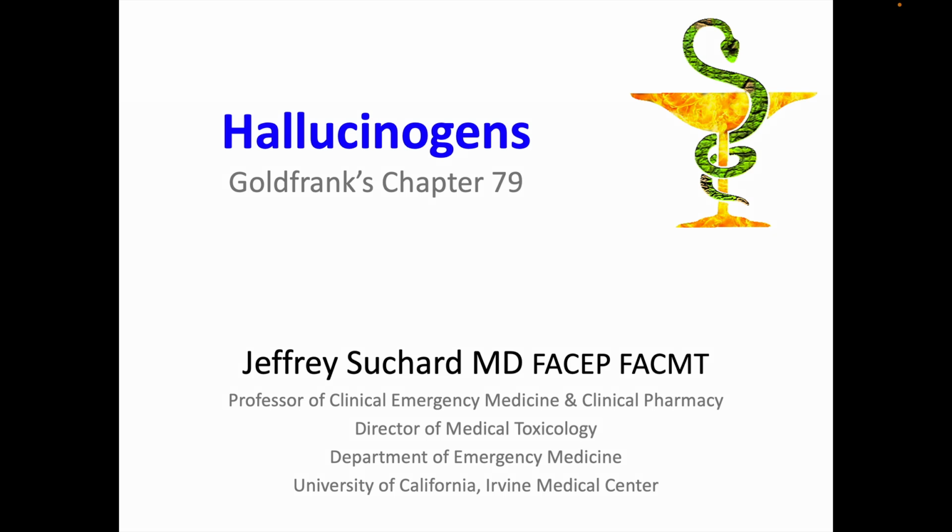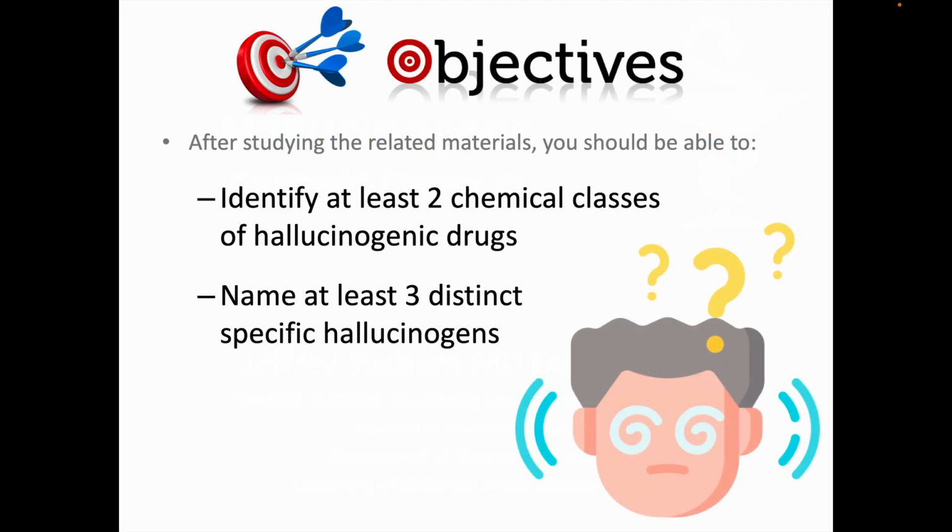This entry in the Clinical Toxicology series is about hallucinogens, corresponding to Goldfrank's Chapter 79. The learning objectives for this session are that you'll be able to identify at least 2 chemical classes of hallucinogenic drugs and name at least 3 distinct specific hallucinogens.